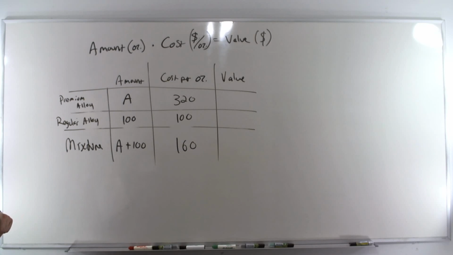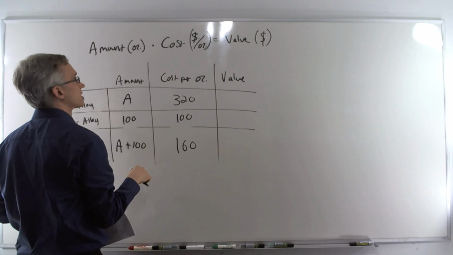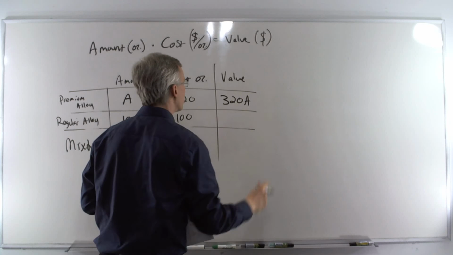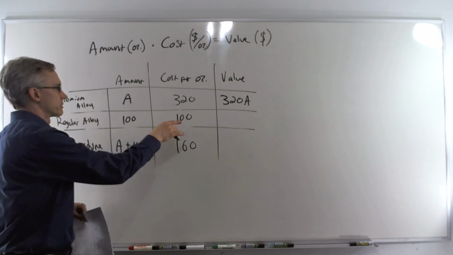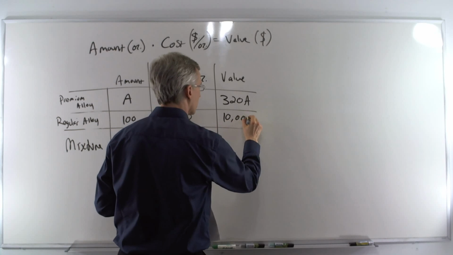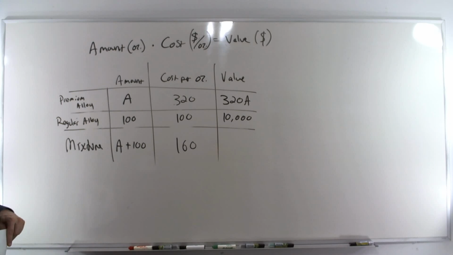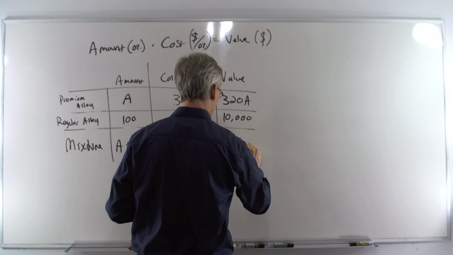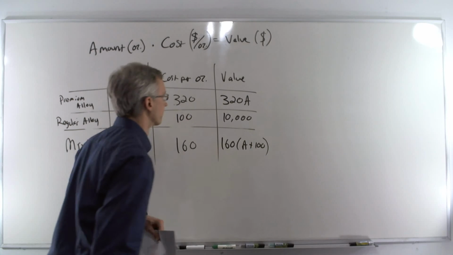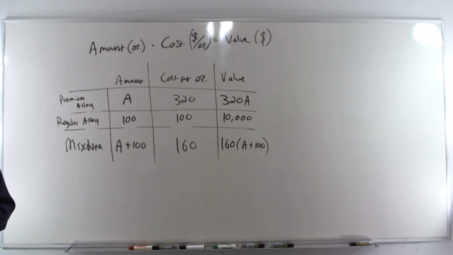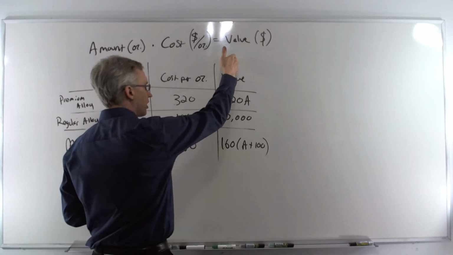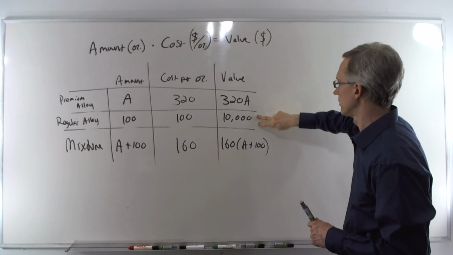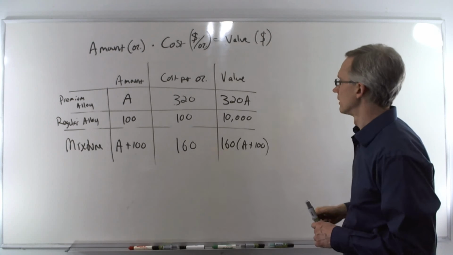So for the value, we're going to multiply across using the equation amount times the cost, dollars per ounce. So A times 320 is 320A. Now I have 100 times 100 here, that's 10,000. And here we can multiply across A plus 100 times 160. Now we can use this last column to set up an equation. The value of the premium alloy plus the value of the regular alloy equals the value of the mixture.